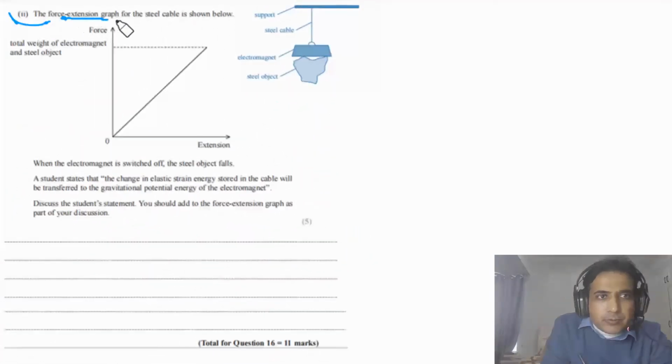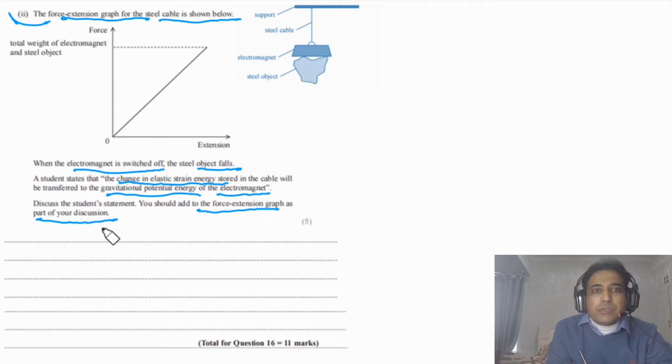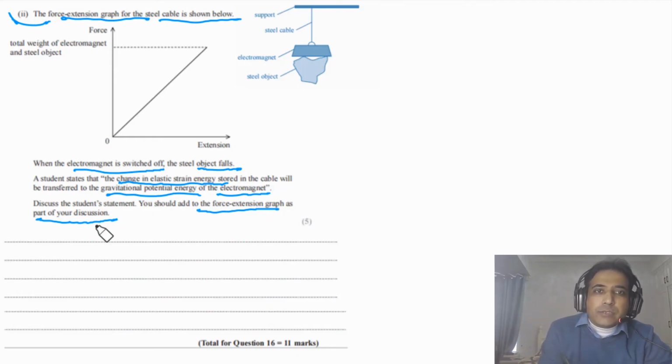The second part says the force extension graph for the steel cable is shown below. When the electromagnet is switched off, the steel object falls. A student states that the change in elastic strain energy stored in the cable will be transferred to the gravitational potential energy of the electromagnet. Discuss the student's statement. You should add to the force extension graph as part of your discussion. So, a very conceptual question and also a beautiful question. Let's try to answer this one step by step.